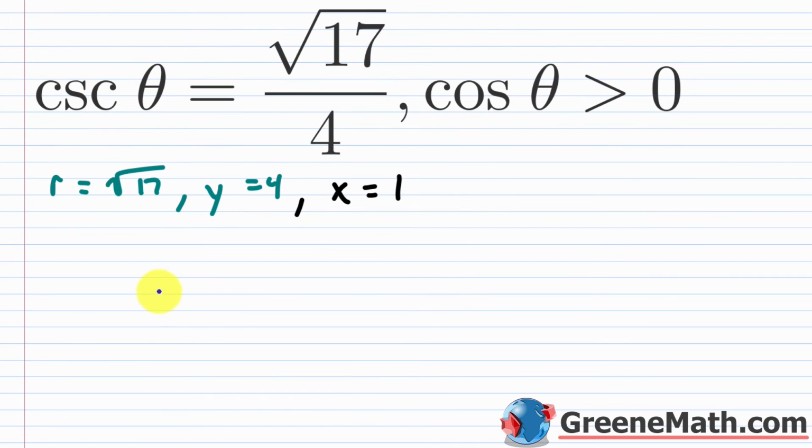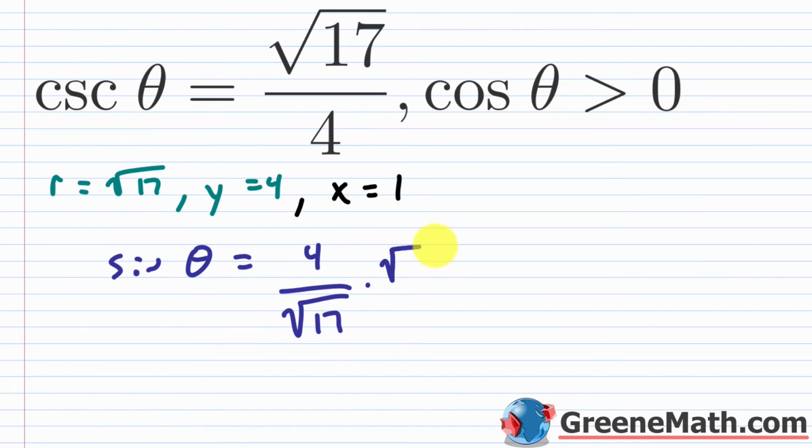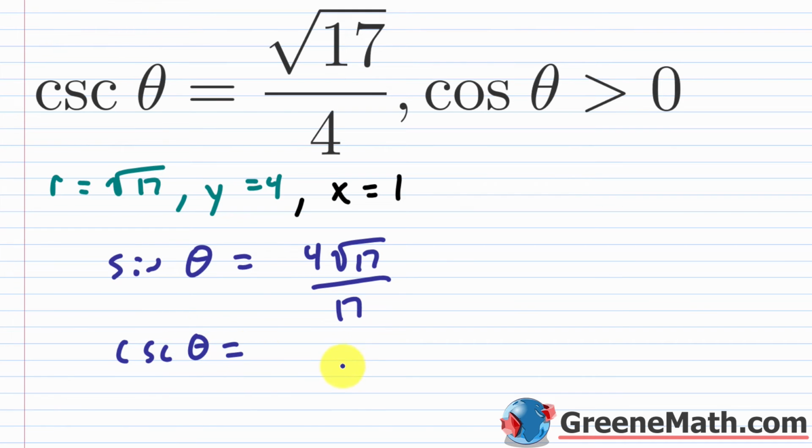What I would do here is write out my sine of theta, which is going to be the reciprocal of this guy. So it's 4 over the square root of 17. But again, you have to rationalize the denominator. So let's multiply this by the square root of 17 over the square root of 17. So this is 4 times square root of 17 over 17. And then you have your cosecant of theta, which is given to us: the square root of 17 over 4.